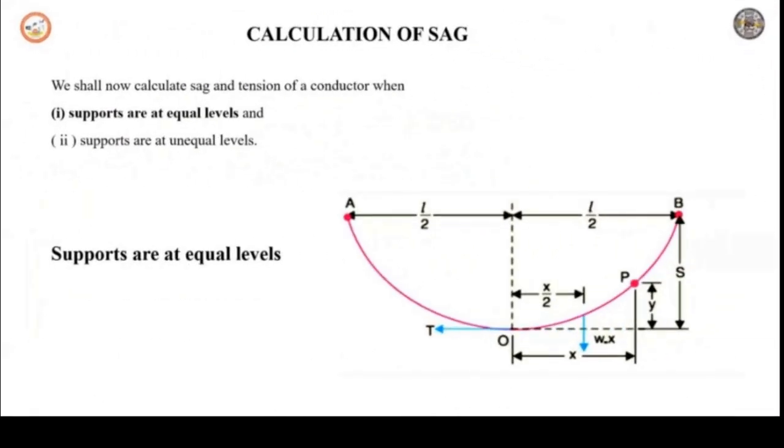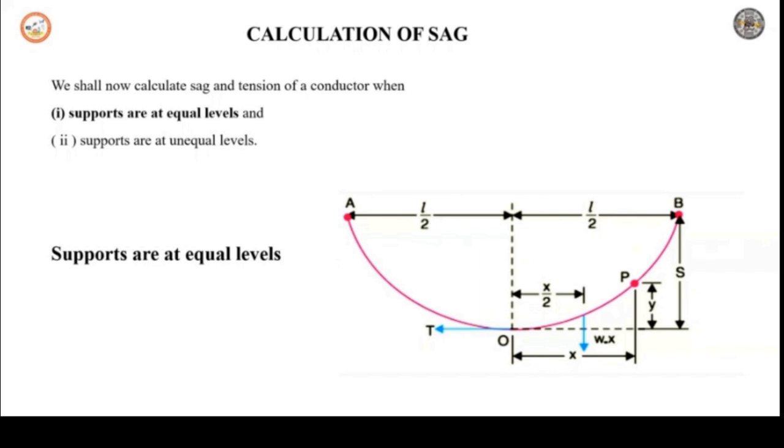Now, how do you calculate? First, the calculation of sag when supports are at equal levels. How is the calculation of sag done? That is explained in this diagram. You can see the diagram.